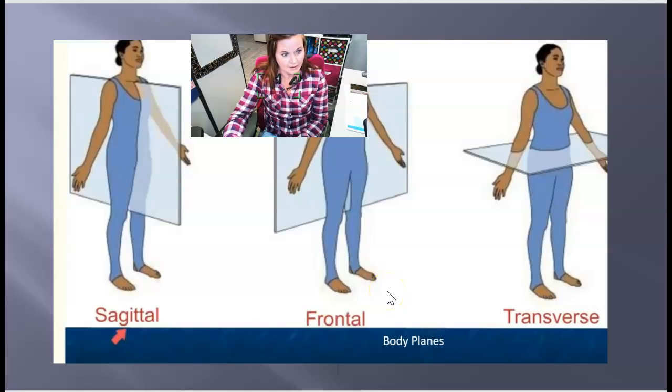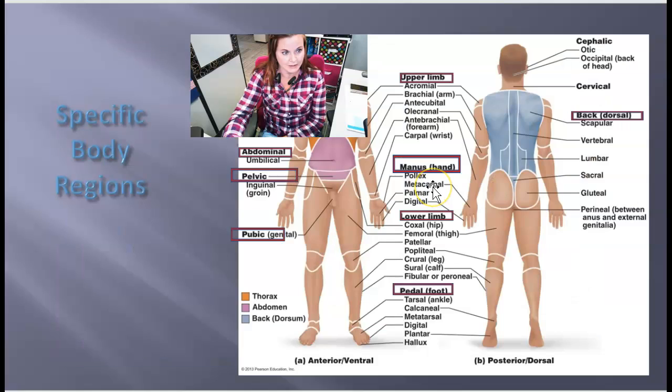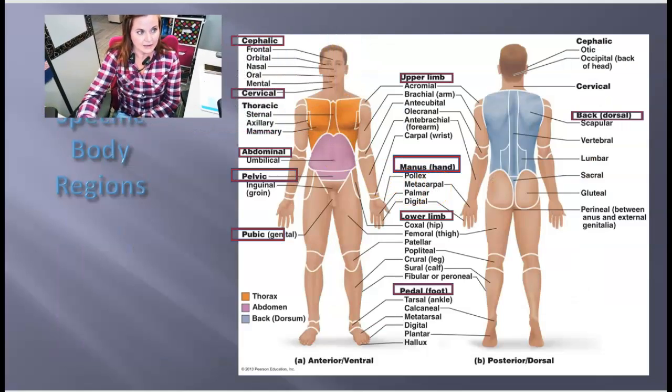And then we have body planes. You can divide the body in different ways. You can divide it right down the midline, which is called the sagittal plane. You can divide it from front to back. That's the frontal plane. And you can divide it right down the middle, cut yourself in half from top to bottom. That's the transverse plane. So there are different ways in which you can look at the different halves of the human body as well.